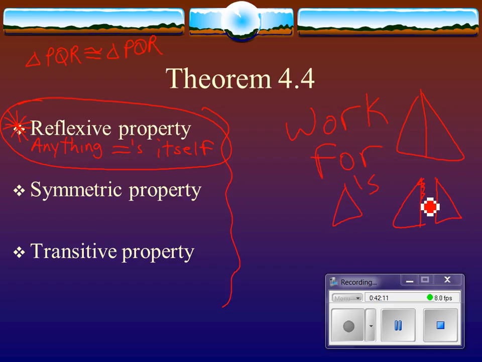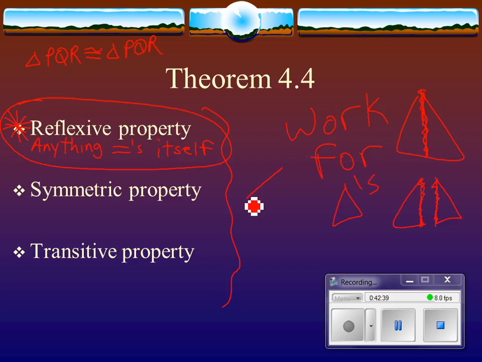Well, what do I notice about this side in this triangle and this side in this triangle? Why are they congruent? It's the same thing. It's that same side in both triangles. Reflexive property. This side equals itself because it just happens to be in both triangles. See how smart you guys actually are.